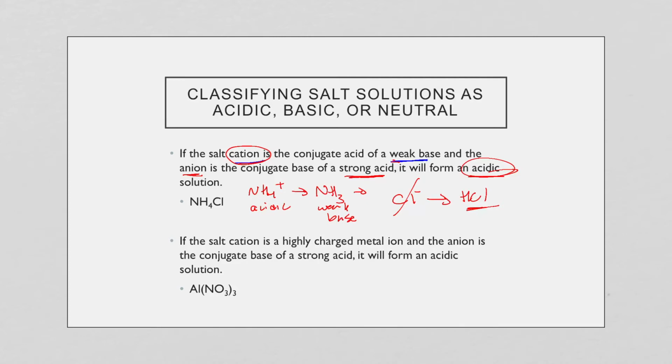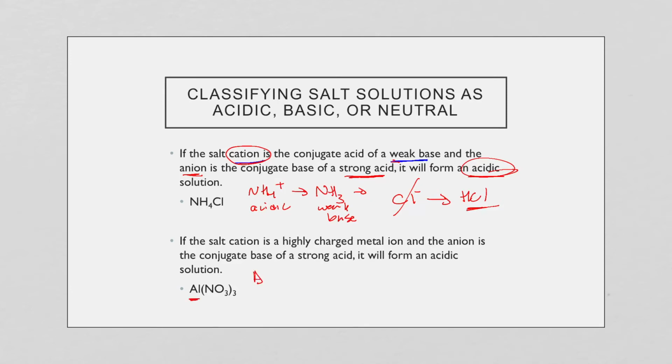Now, those are sort of the more straightforward examples. There's 3 out of the 4. Now, before I get to the last one, there's one other one. Let's look at what if one of these is one of those highly charged cations.